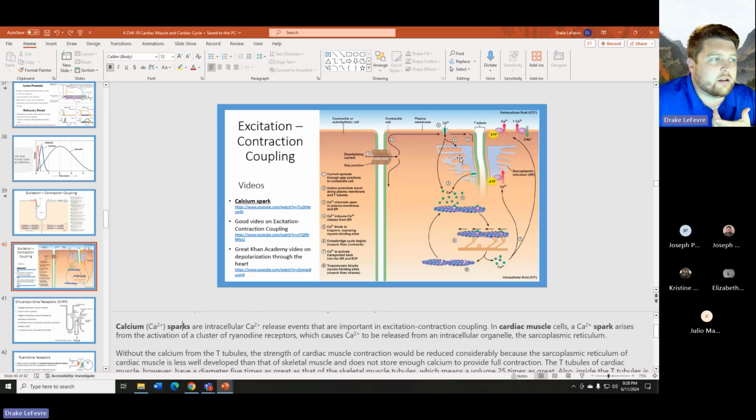What it does is the sarcoplasmic reticulum inside of the cardiac cell notices that there's an increase in calcium. The calcium that's coming in from the other sources sparks the sarcoplasmic reticulum to release a bunch more calcium. That's really what the big difference is. We call it the calcium spark, and then everything else after that is the same as skeletal muscle.